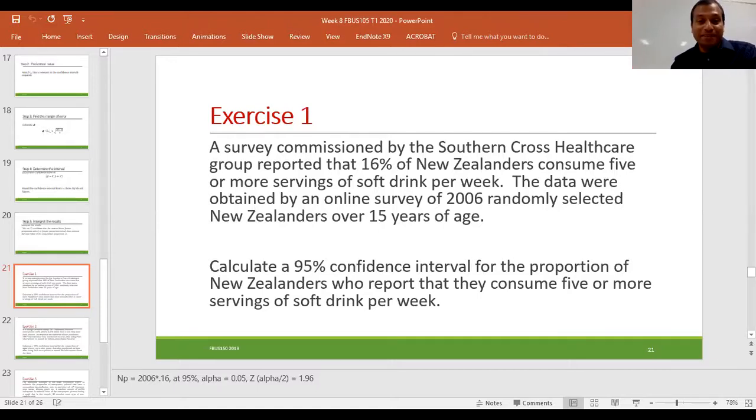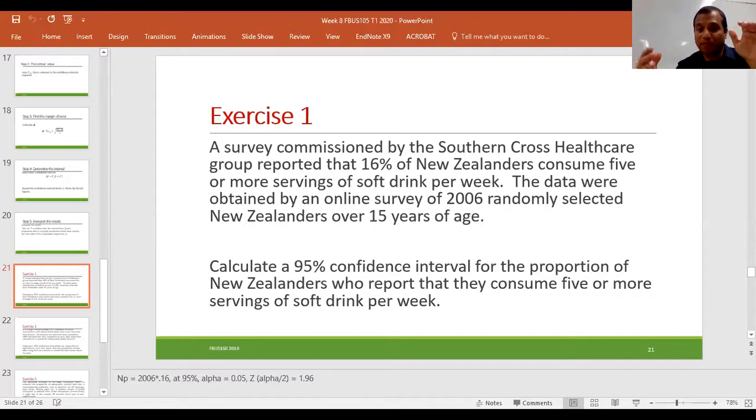Finally, the last sentence says: calculate a 95% confidence interval for the proportion of New Zealanders who report that they consume 5 or more servings of the soft drink per week. Think about this question, exercise 1. Is there any data regarding the population proportion? No.